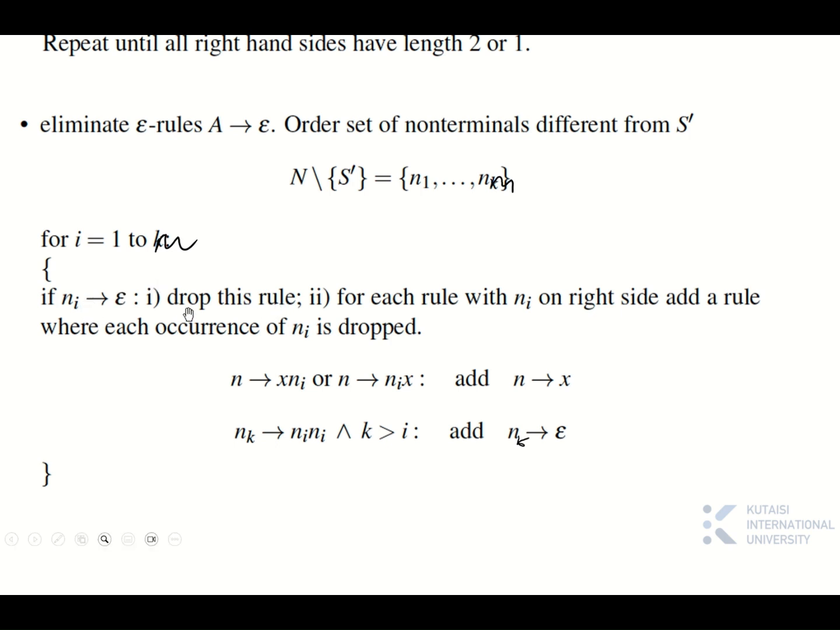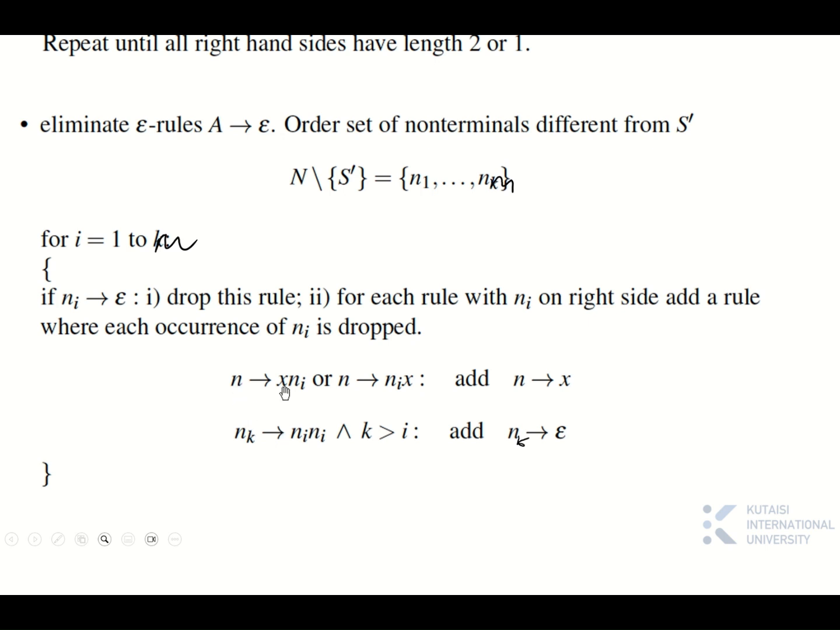So what I do is, first I drop this rule, and for each rule with Ni on the right side, I add a rule where each occurrence of Ni is dropped. Namely, if I had a rule like this, remember all rules are now length 2. I did this before, so all my right-hand sides are length 2. So if Ni appears on the right-hand side, it's either this, or this, or this.